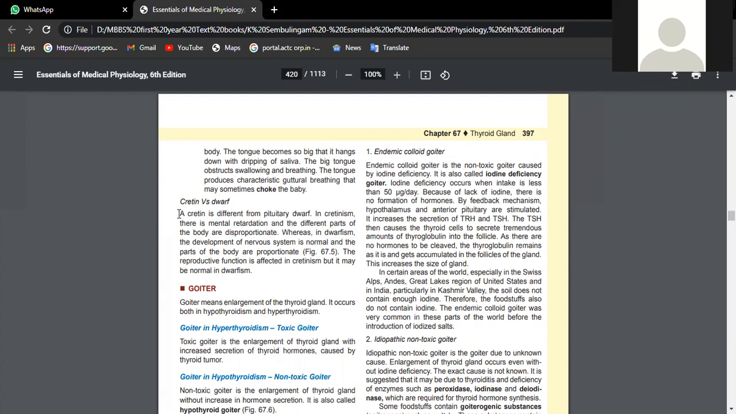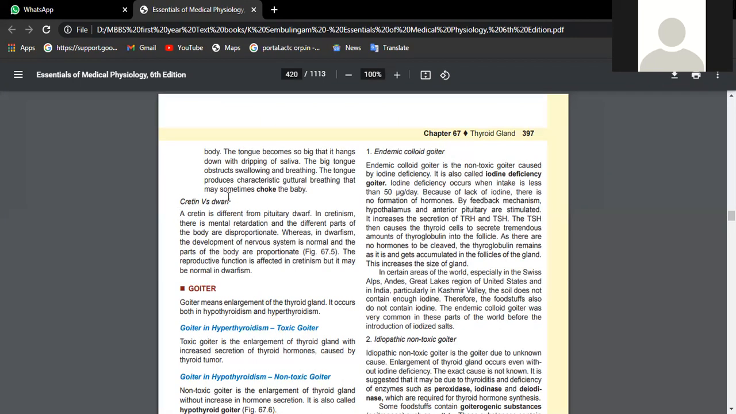So after that, the other question: parathyroid. Cretinism is for 2 marks. Parathyroid is for 5 marks.